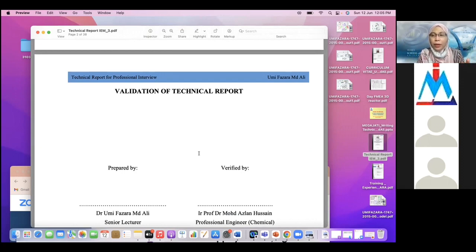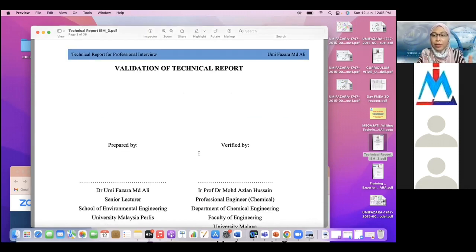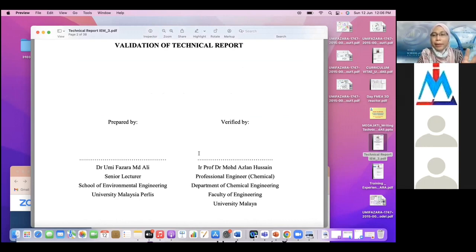For now, setiap page tu you initial lah sikit. And your mentor initial. And tu you boleh check balik. Tapi for me, tahun 2016 is prepared by. This one is very basic lah. So basically, your technical report should be checked thoroughly. Minta your mentor or your supervisors with PE, professional engineer, to thoroughly check your report before submission.